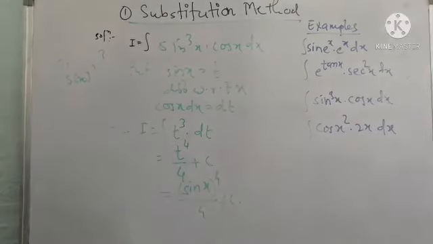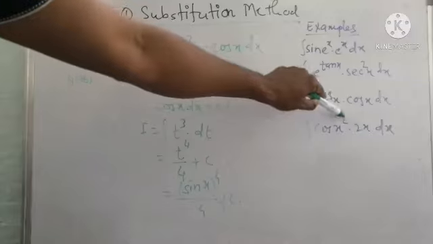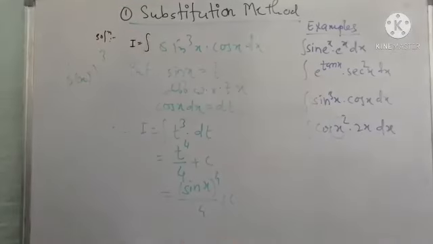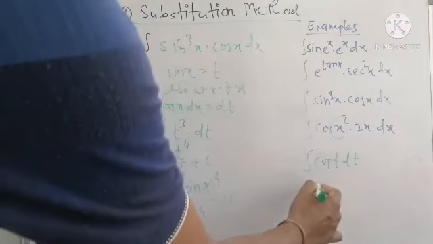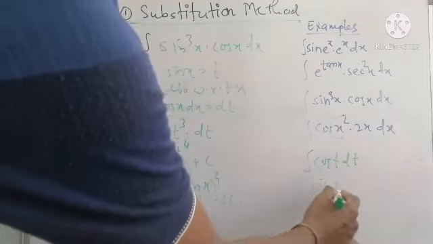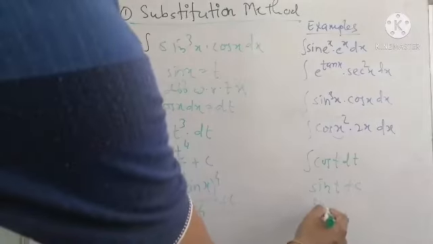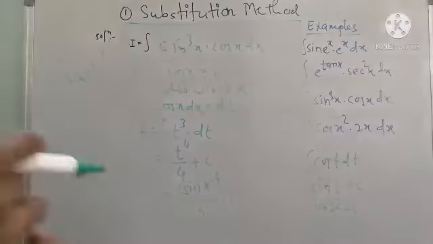And the last example you can observe, here we have to put x square and the derivative of x square is 2x, so it will become cos of t into dt, which has the integration sin of t, and so finally we have the answer sin of x square plus c.